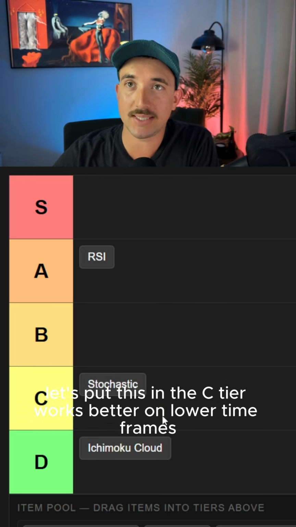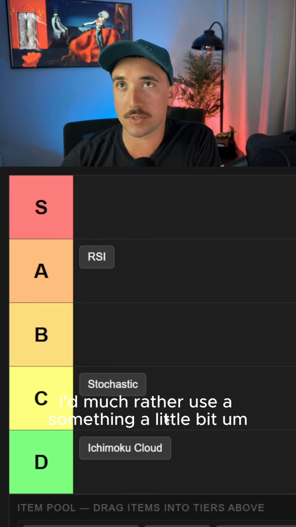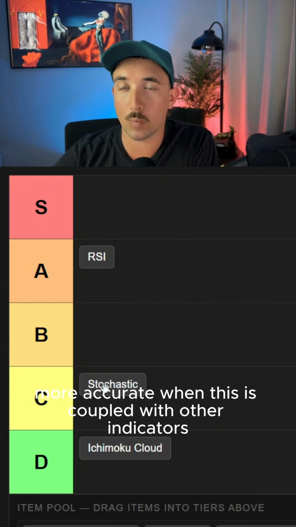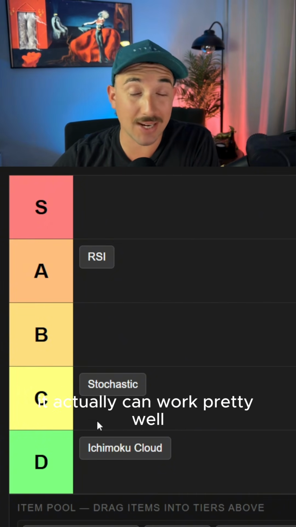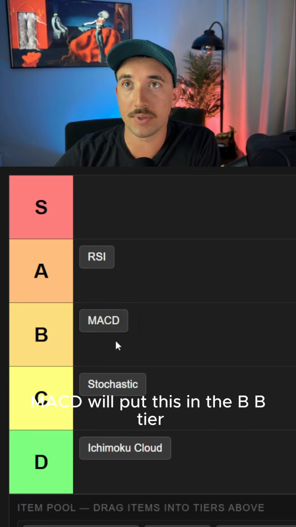Stochastic, let's put this in the C tier. Works better on lower time frames, but for high time frames, I'd much rather use something a little bit more accurate. When this is coupled with other indicators, it actually can work pretty well, but on its own, I wouldn't use it too much. MACD, we'll put this in the B tier.